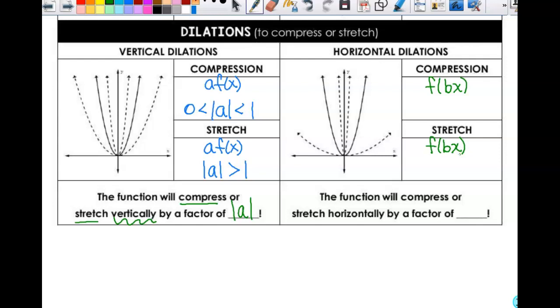Since x is a liar, if it's a compression, the absolute value of b is greater than 1. So it'd be like 4x or 5x. Seems like it should get bigger, but it gets smaller. And then for the stretch, the absolute value of b is between 0 and 1. And if it is 1, then nothing changes. So the function will compress or stretch horizontally by a factor of the absolute value of 1 over b. So if this is a 4x, it gets compressed by a factor of 1/4.